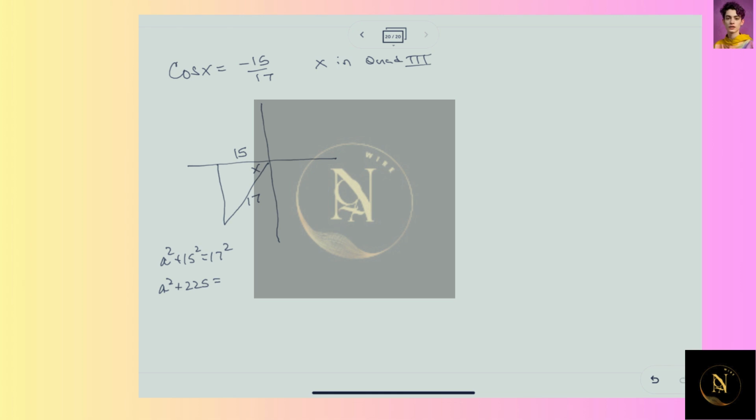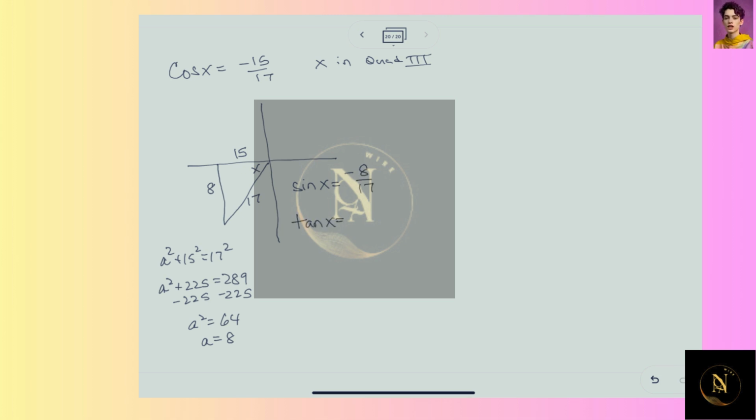So that's 225 and 289. Subtract 225 from both sides, and you're going to get a squared is 64, so a is just 8, the square root of 64. Okay, so now I can get the sine of x. Sine is opposite over hypotenuse. It's negative because it's in quadrant 3.